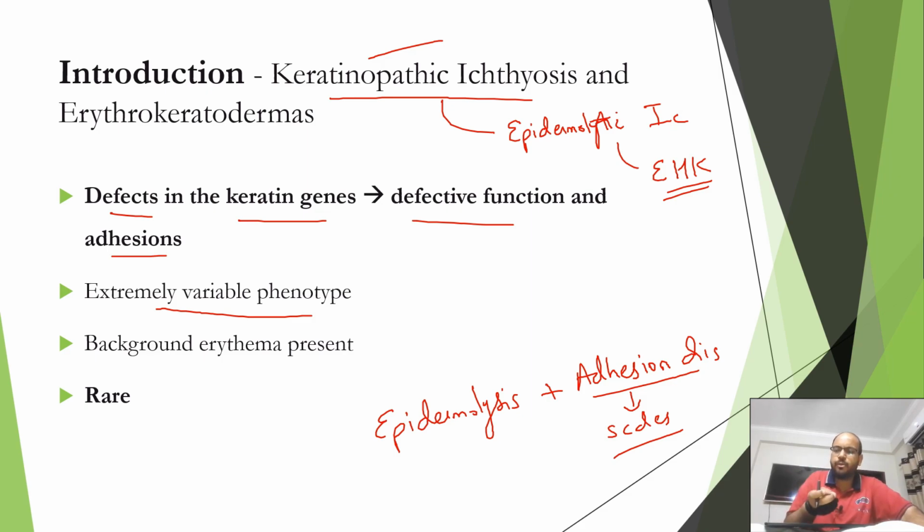Okay, so any kind of mutation in those keratin genes will lead to epidermolytic ichthyosis, depending on which part of the keratin gene gets mutated. We'll come to that, don't worry. Here we have background erythema. Why? Because the adhesion is also defective, and these are rarer disorders.